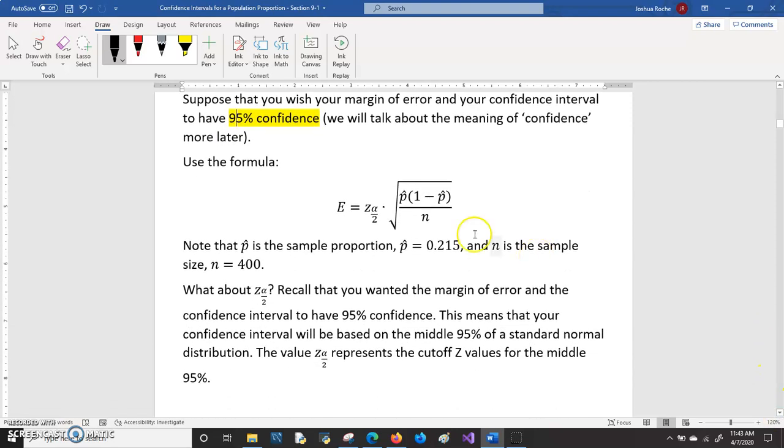But what about this right here? This is called Z sub alpha over 2. Another name for it is critical Z value or cutoff Z value. So, just a moment ago I mentioned that you want to have a confidence interval with 95% confidence. The meaning of that is that your confidence interval is going to be based on the middle 95% of a standard normal distribution.